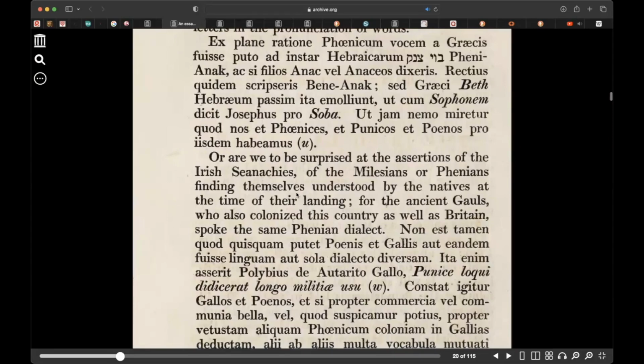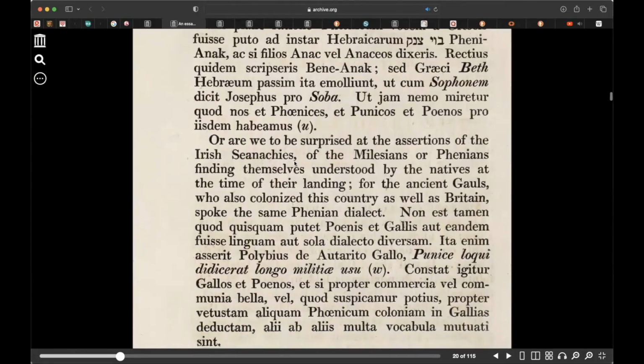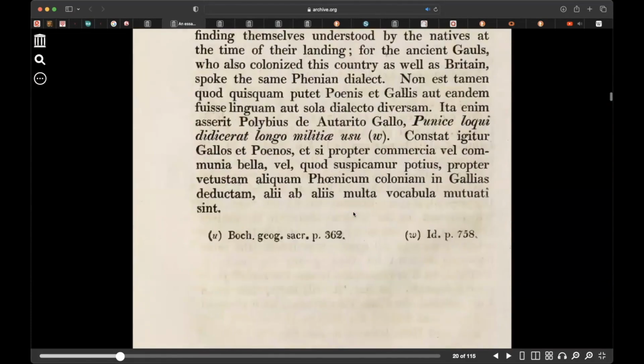Nor are we to be surprised at the assertions of the Irish Sianachis of the Milesians. I remember Milesius is William the Conqueror. Remember, this is from the line of Sarah. So again, Milesians or Fenians, finding themselves understood by the natives at the time of their landing, for the ancient Gauls, who also colonized this country, as well as Britain, spoke the same Fenian dialect, all right? Old Paleo-Hebrew. They all spoke Old Paleo-Hebrew.